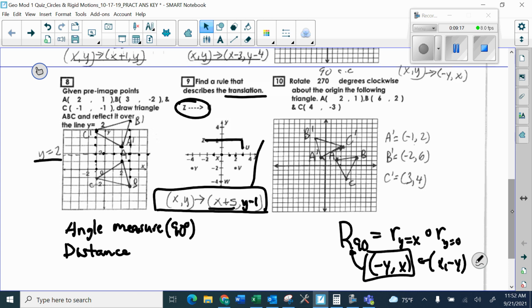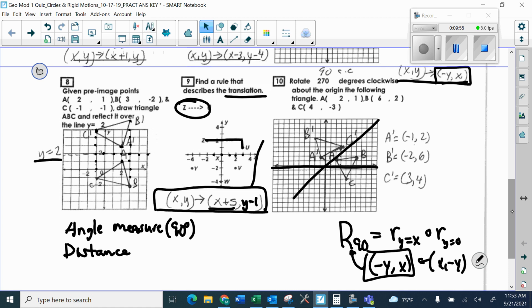You can just straight out memorize that, (negative y, x), or do as I just did, and write out the two reflections over intersecting lines. Remember, that's the definition of rotation, two reflections over intersecting lines. So you have y equals 0 as one line, and y equals x as the other line. Okay, reflected over the x-axis first, and then the line y equals x. All right, so there's my rule, which I wrote right up here. Okay, so now I can just plot those original points, A, B, C, and then apply that rule to each of those points.